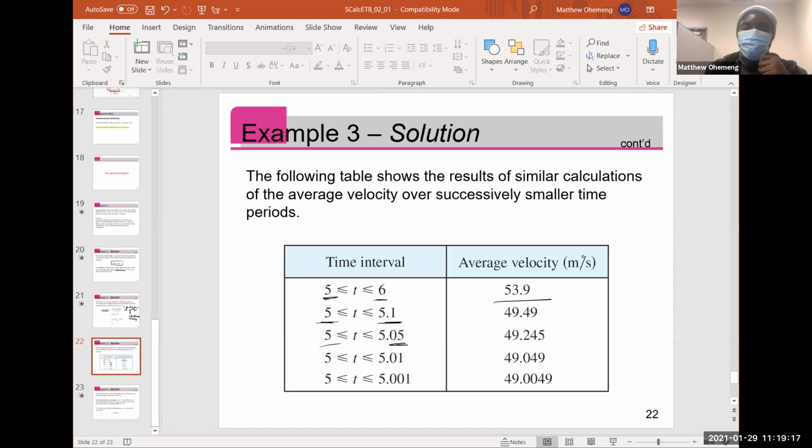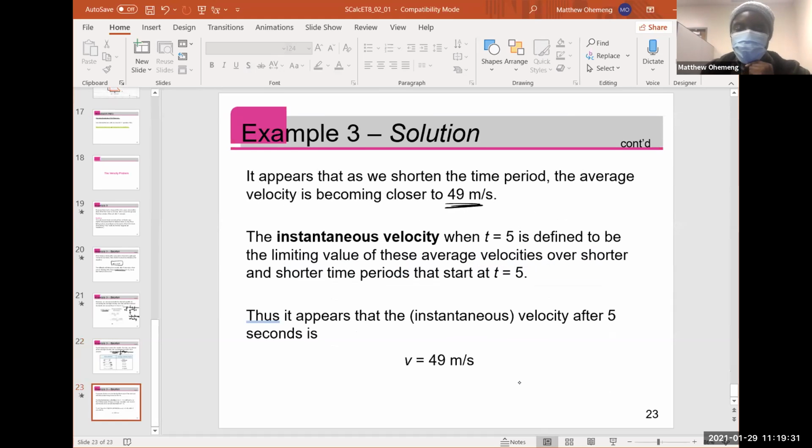But they don't have it for this one from the right, from bigger values. So we started from bigger values on this side. So all these numbers are to the right of 5. You can also do it from the left of 5 and compute it. You see that those two will agree on what? 49 meters per second. As I said, it's just a guess for now, right?